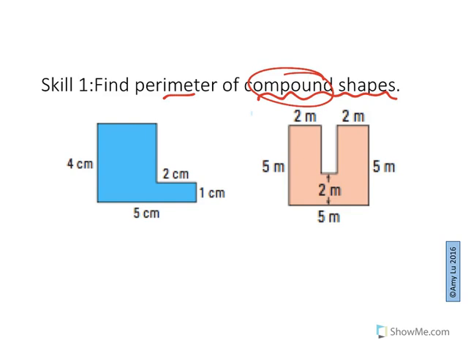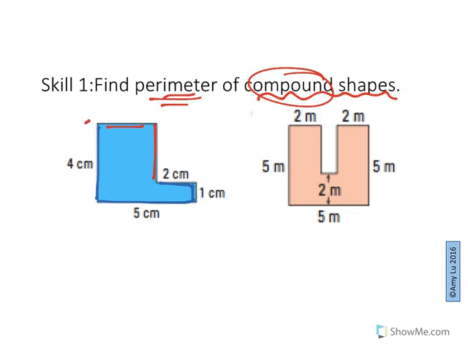So, in these 2 examples, you need to find the perimeter. So if you know what to do, pause the video and start. If you are not sure, continue watching. In the blue shape, we want to add all the sides together. So we know that this side is 4 plus 5 plus 1 plus 2. But we do not know this side and we do not know this side. So we have to find it.